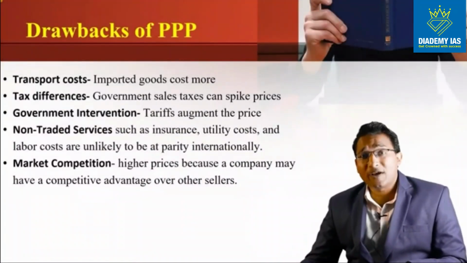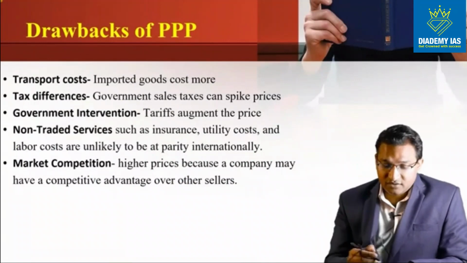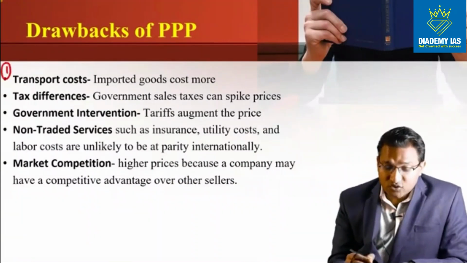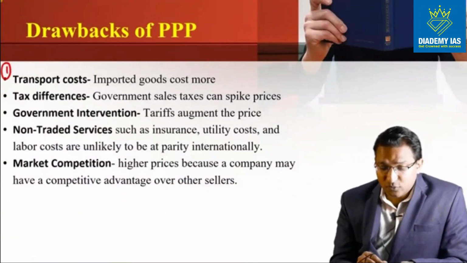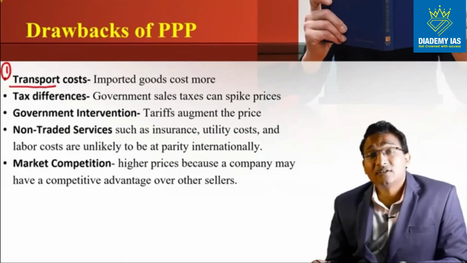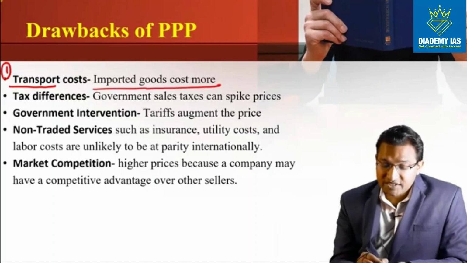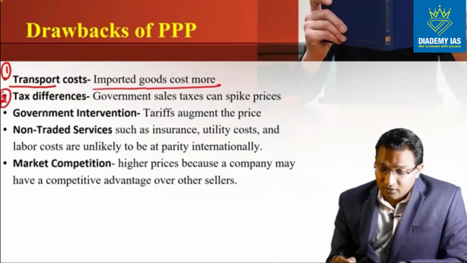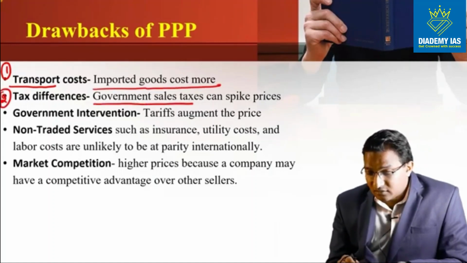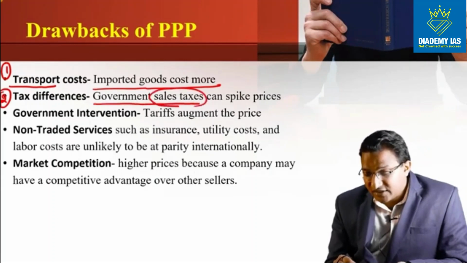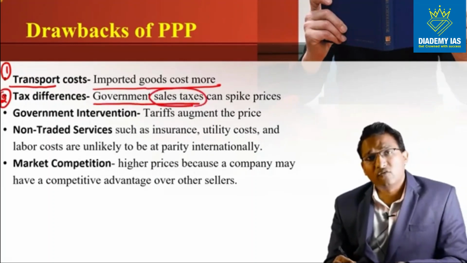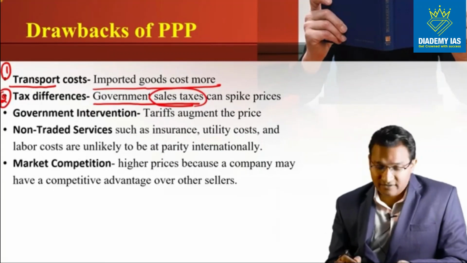Now, what are the drawbacks of PPP? First, transport costs. Transport costs can impact the buying capacity because imported goods cost more. Secondly, tax differences. The government can have different tax rates. For example, in India and USA, the tax rate can be different. So that can impact the purchasing power of the currency.